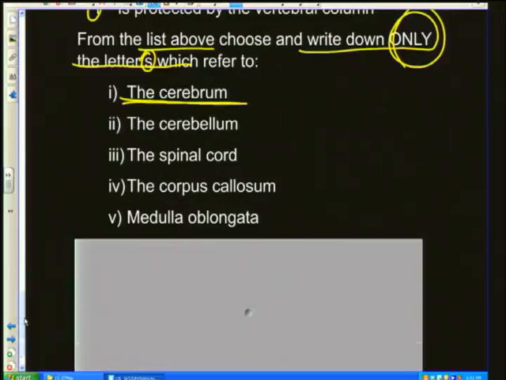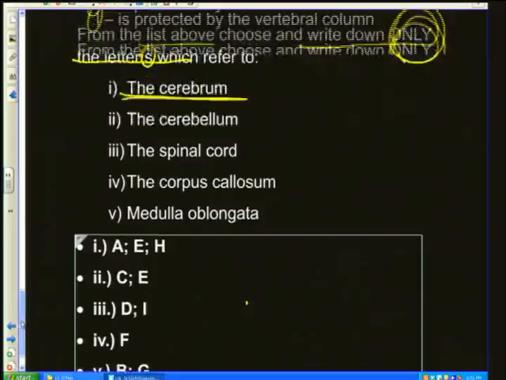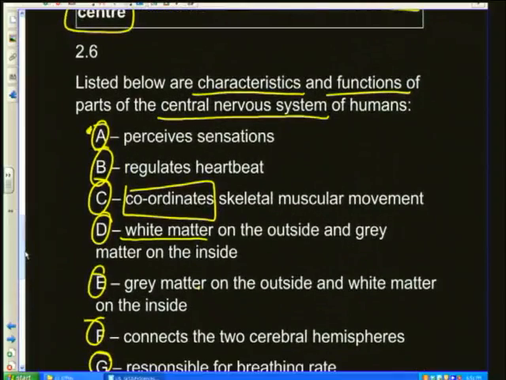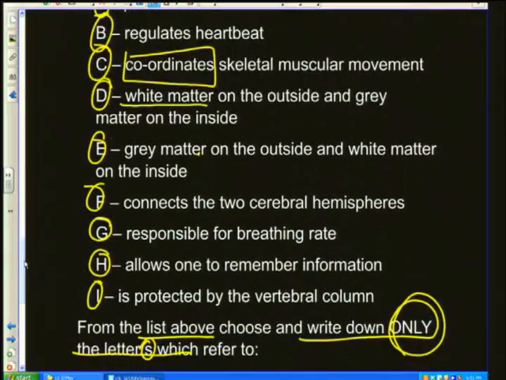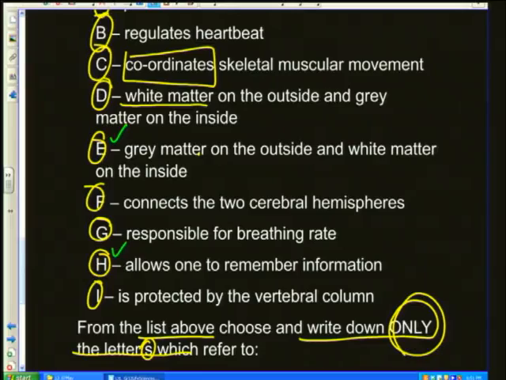Okay, so what I'm going to do is I'm actually going to show you what it is so that we can get through it and you can understand it. If I have a look at number one, I'm going to write them on the side there so you can see. Number one, it's A, E, and H. A, we said, that's right. We said E, because it's got gray matter on the outside. Very nice, can you remember? And the last one we said was H, allows you to remember stuff.